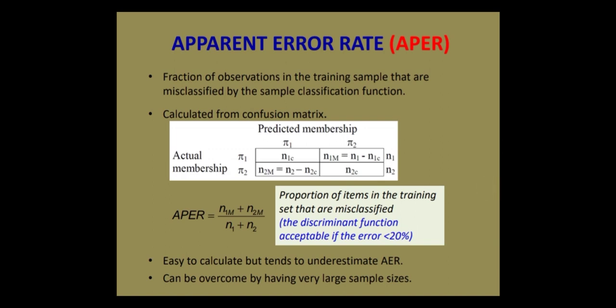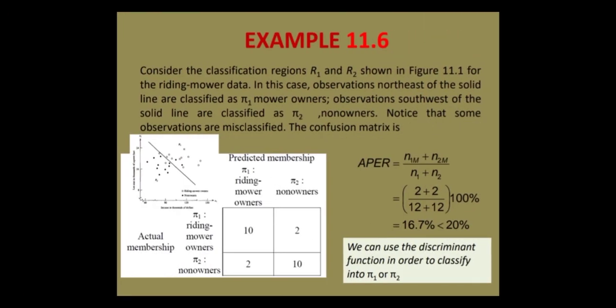Okay, it can be overcome by having a very large sample size. We can use the APER juga. Okay, let's see the example. Dalam your textbook, it is on page 598, 599. Okay, consider the classification regions R1 and R2 shown in figure 11.1. Okay, this figure.